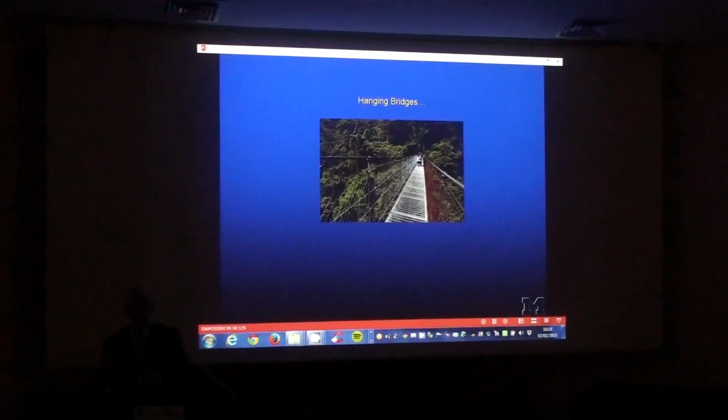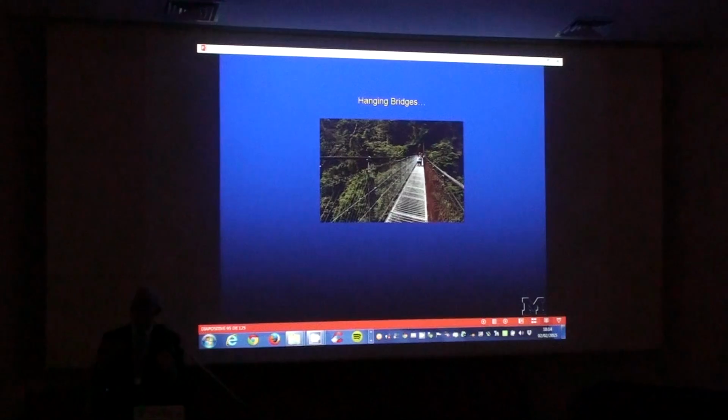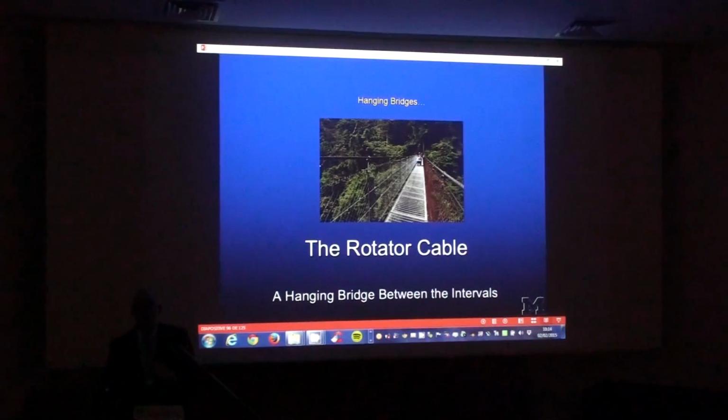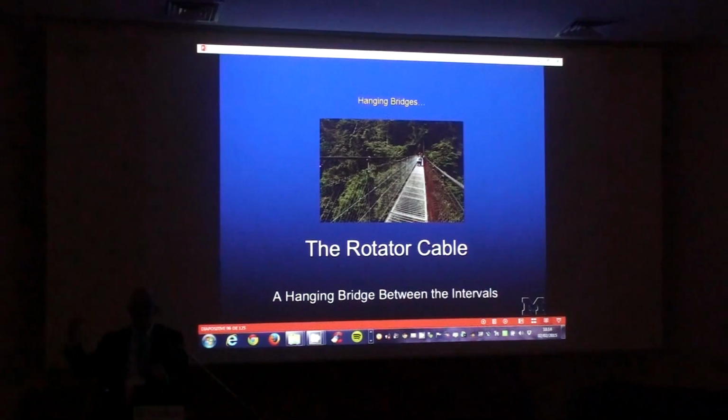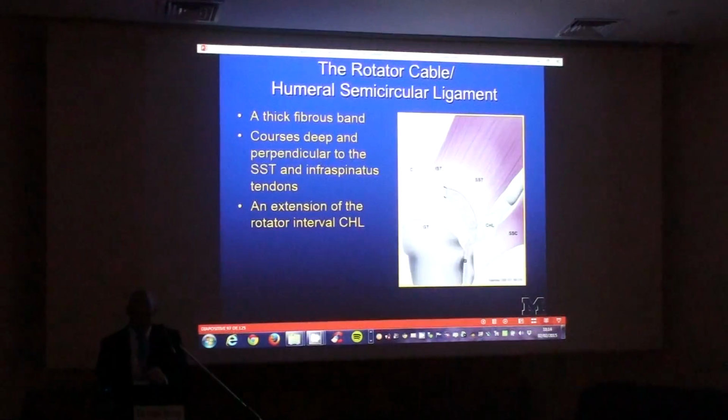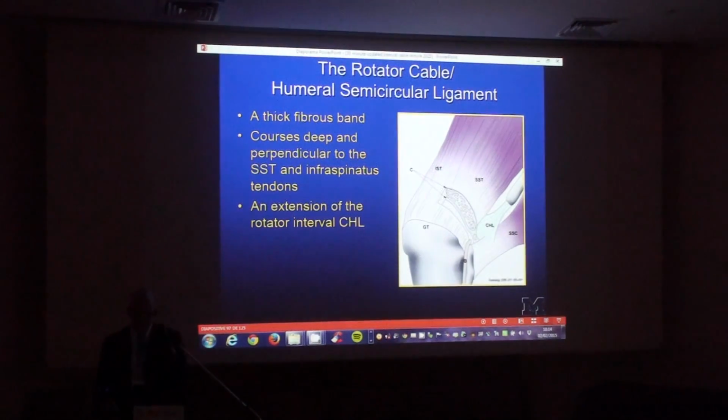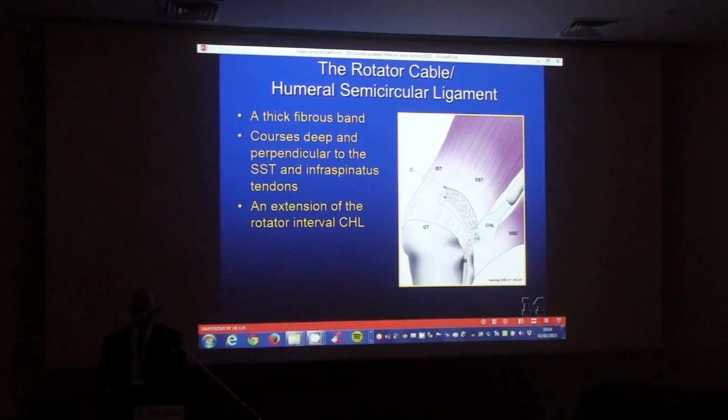Now, I owe you an explanation. We talked about bridges. What has this got to do with our talk? And here I'll talk about the rotator cable. Rotator cable basically hangs between the anterior rotator interval and the posterior interval. So what is it? Well, it's a thick fibrous band starting at the interval itself here. It runs perpendicular to the supraspinatus and infraspinatus. It is an extension of the coracohumeral ligament.